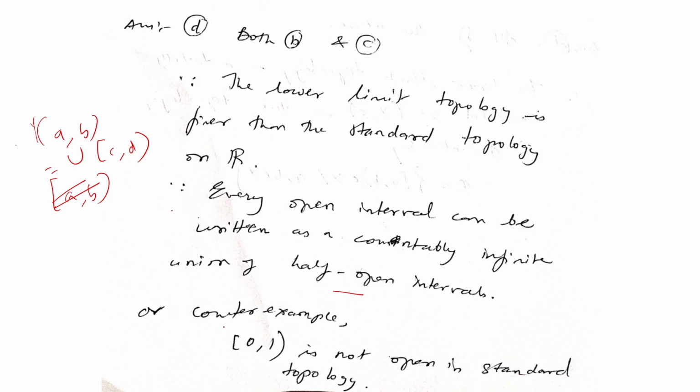Okay. You can simply get it with the counter example that the half open interval 0, comma 1 is not open in the standard topology, right? If you have to say that the standard topology is finer, then this should also be open in it, but it is not, right? So in all the ways, you got that the lower limit topology is finer than the standard topology on R.